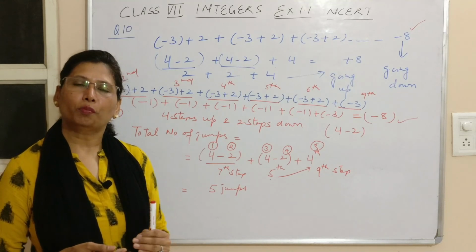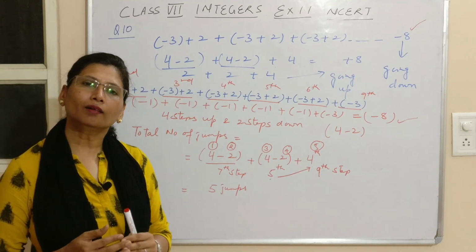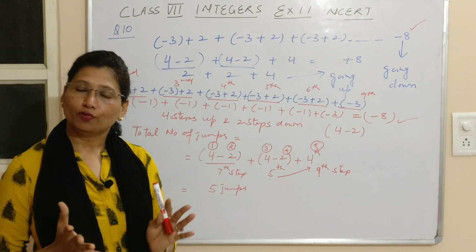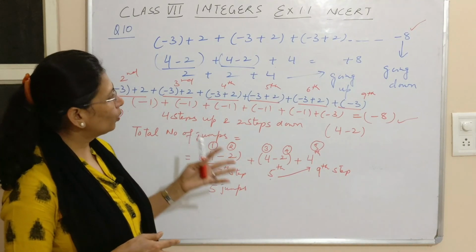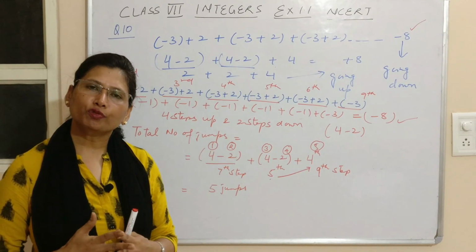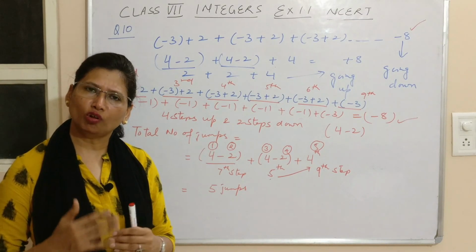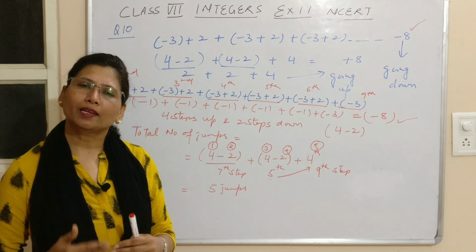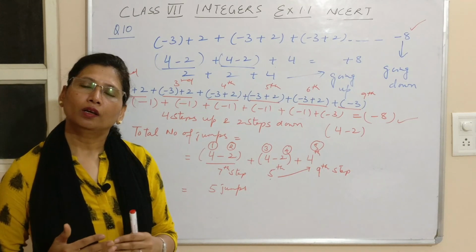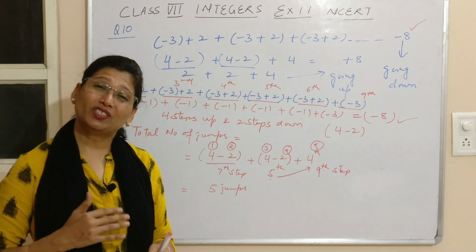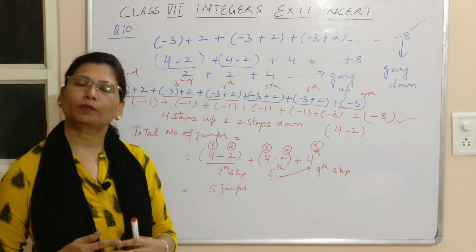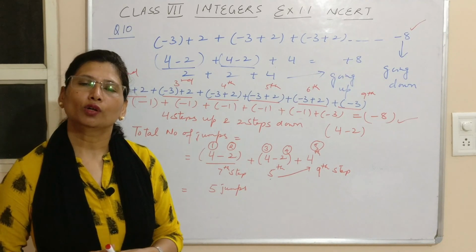That's all from my side. This question is a little tricky, but it's a very interesting one. Just go through it again. There are various ways of solving it. In a few methods we solve for each step, like how many jumps he takes to cover the second step, the third step, the fourth step. That way we can also solve our question.